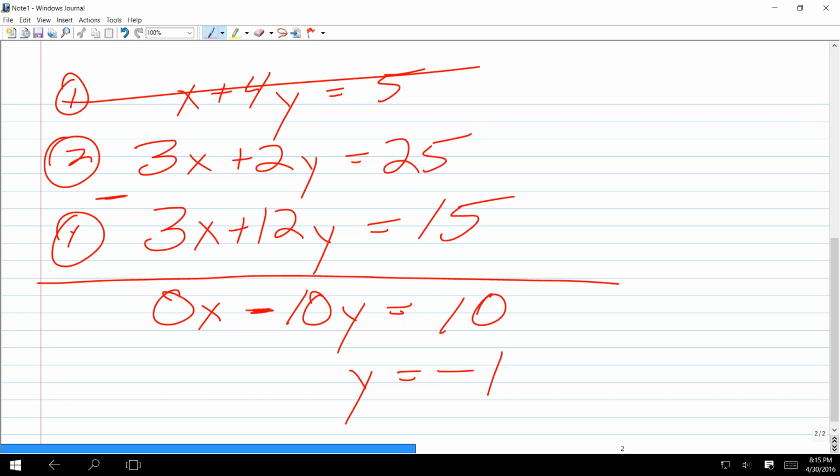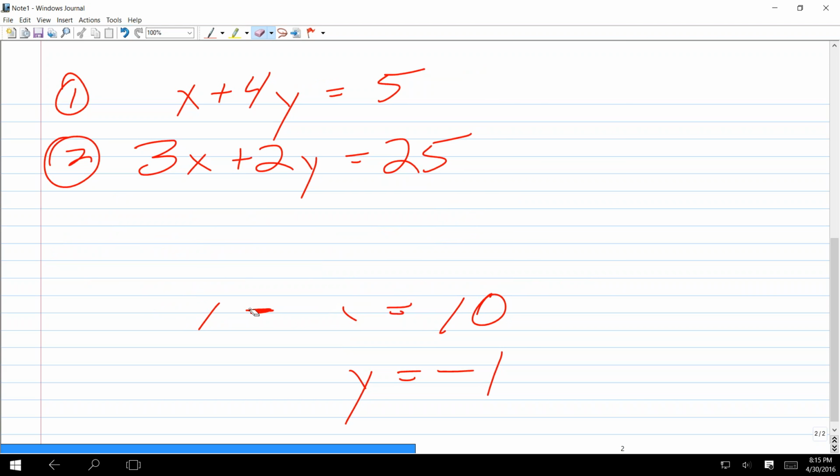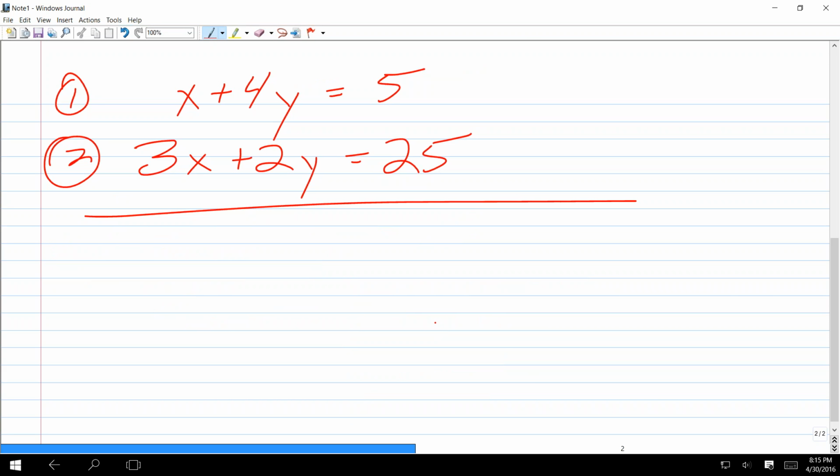In other words, if I don't eliminate a variable, let's go back to the original one. Let's say I start with my original two equations and I add them together.